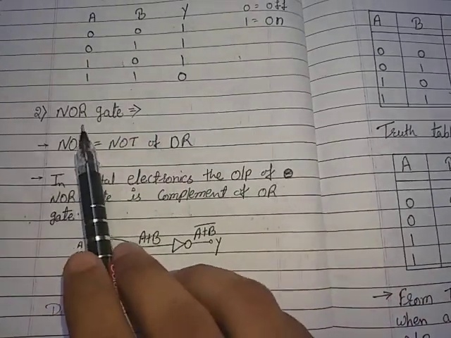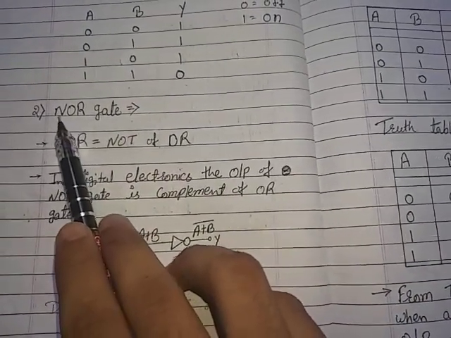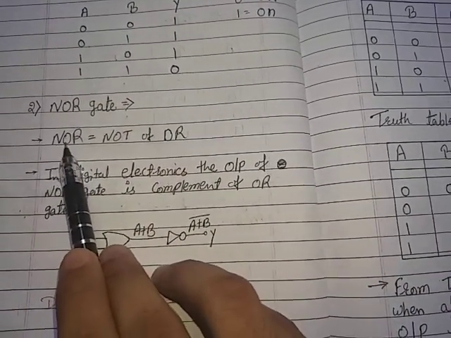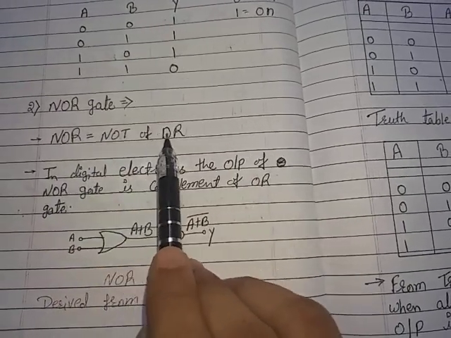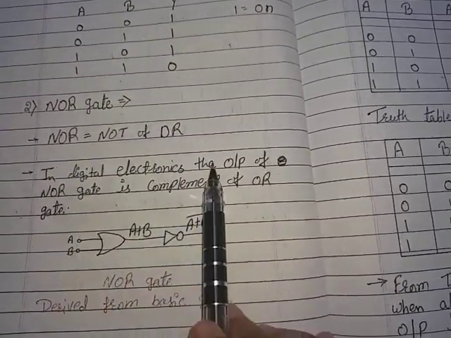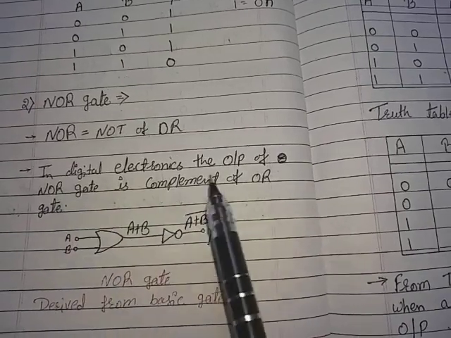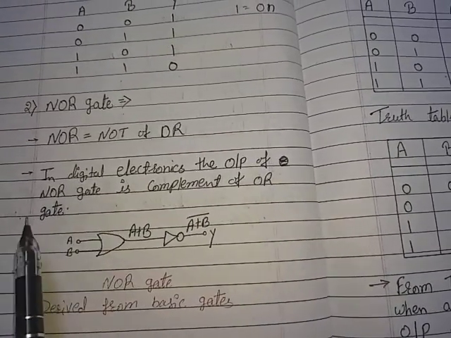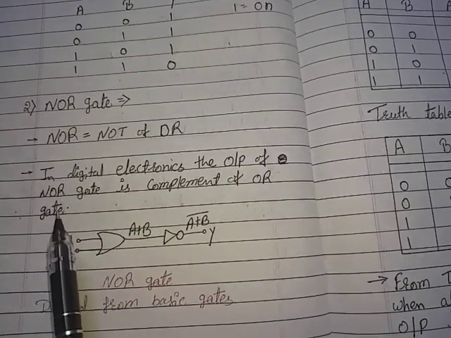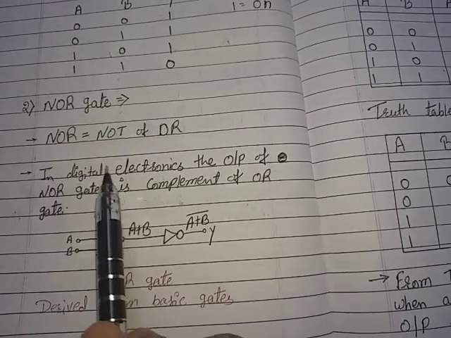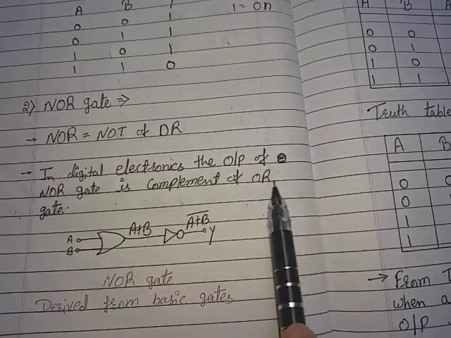Now let's see the NOR gate. Here as well, similar to NAND, NOR means not of OR. In digital electronics, the output of NOR gate is the complement of OR gate, as the output of NAND gate is the complement of AND. Here the output of NOR is the complement of OR.